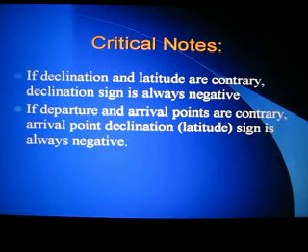Now there's some things I want to remind you of. If the declination and latitude are contrary, then you've got to use the declination sign as negative whenever you put it in to make this work right. If the departure and arrival points are contrary, the arrival point declination sign is always negative. The destination point, if it's on the other side of the equator, you will put it in negative.